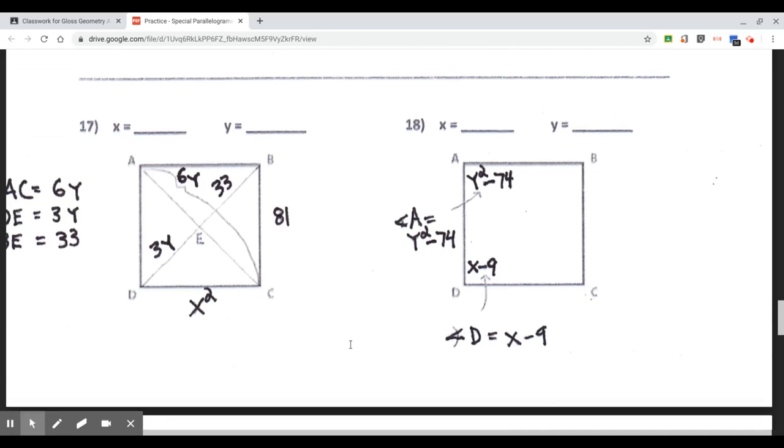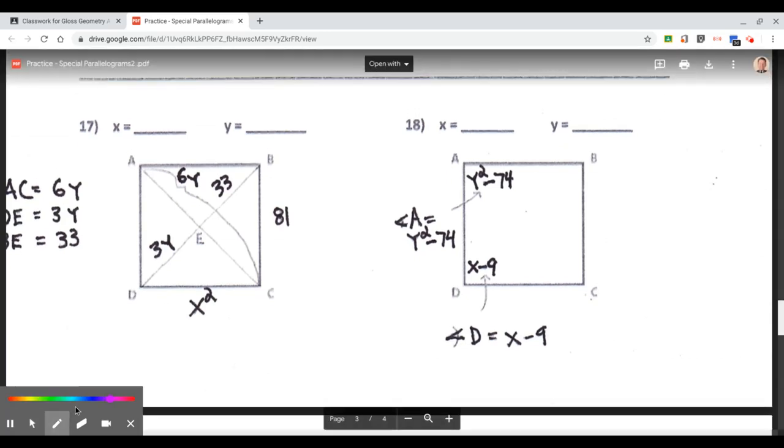All right, so let's try these out. Let's look at 17 first. What do we notice with 17? We're looking for x, right? The properties of squares that are really cool are that it has all the parallelogram properties, all the rhombus properties, and all the rectangle properties. So one of the properties of a rhombus and a square is that all sides are congruent.